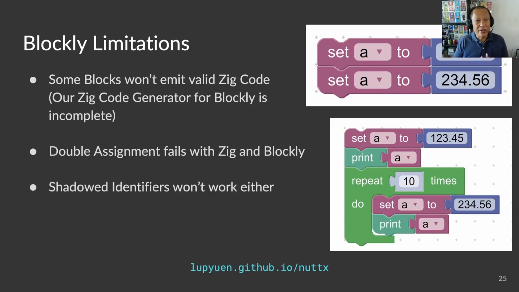Is it really possible to write any kind of program with Blockly? Well, nope. Our code generator for Zig is incomplete. Some blocks won't produce proper Zig code. Assigning a variable twice to the same variable, this won't work because our variables are actually declared as constants. What if we define the variable twice? Once in the outer scope and again in the inner scope inside this loop here. Well, this won't work either. Unique to Zig is a problem of shadow identifiers. Zig won't allow this because the A in the inner loop will shadow the definition of A in the outer loop. It's an odd limitation of Zig. We will have to work around this.